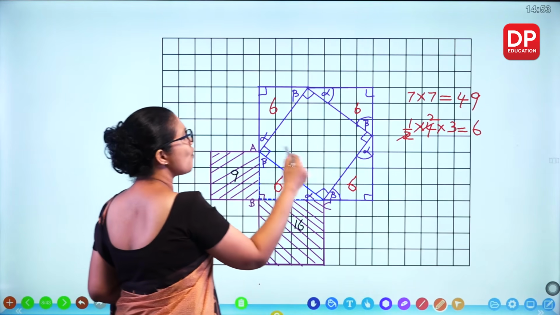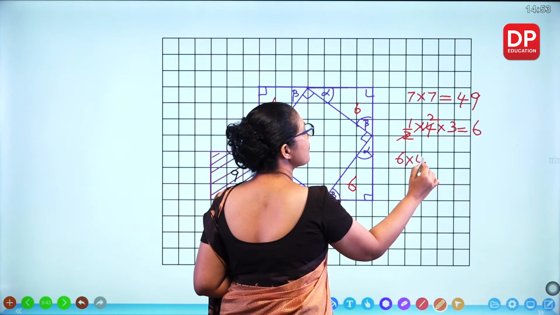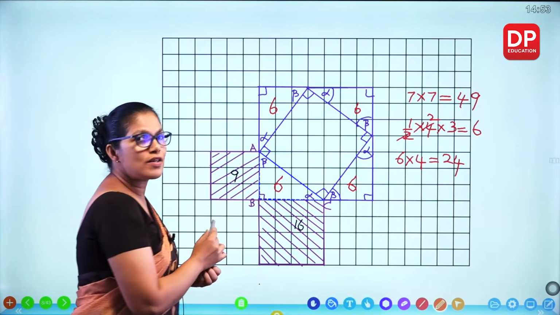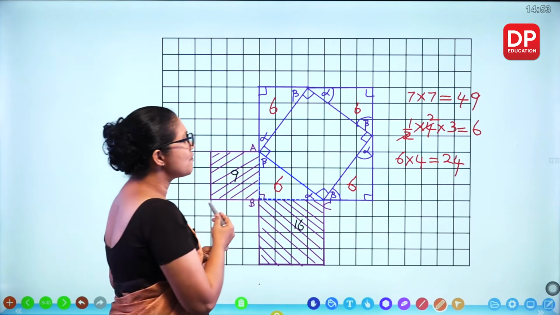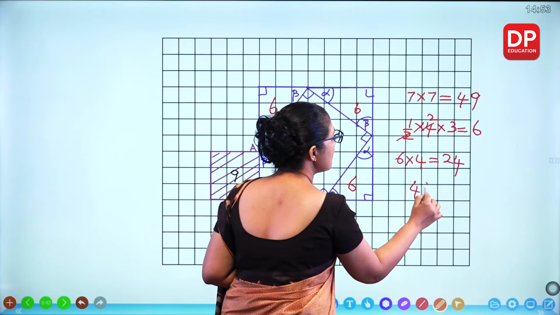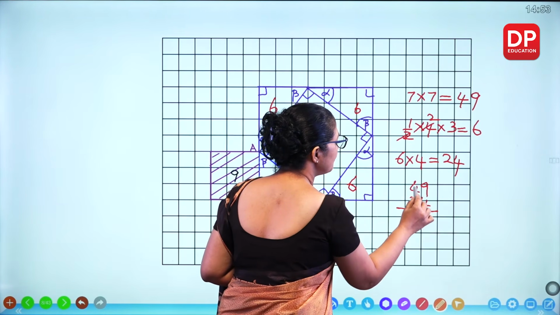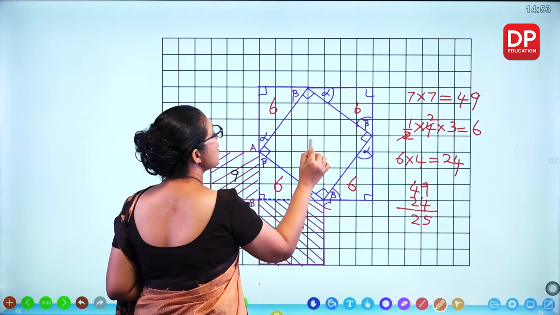So 6 times 4, 24. Then the whole thing is 49. 49 minus 24. What's the area here? 49 minus 24. You get 25 here.